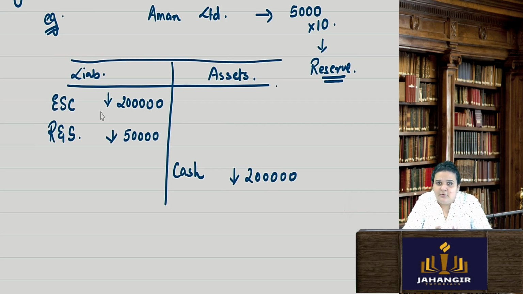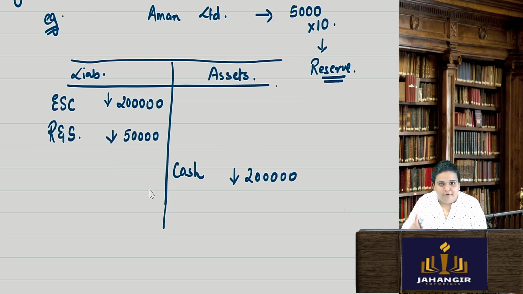I am just giving you all an example. Company over the years must have made the reserves. I am saying I am doing the buyback from reserves. So my reserves will decrease. My equity share capital will also decrease. Obviously, I have to pay cash to my shareholders. My cash will also decrease, because of which my balance sheet will not tally.